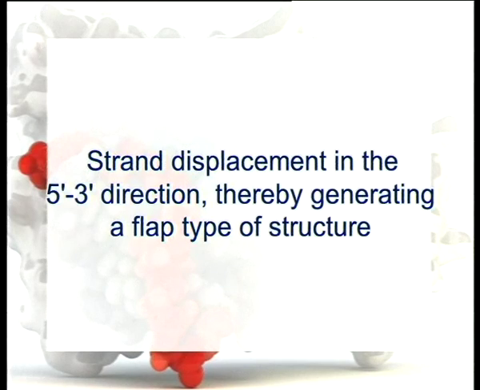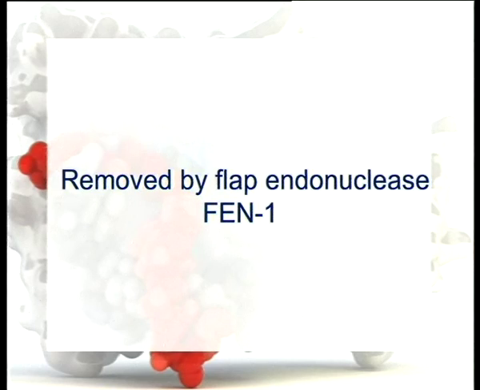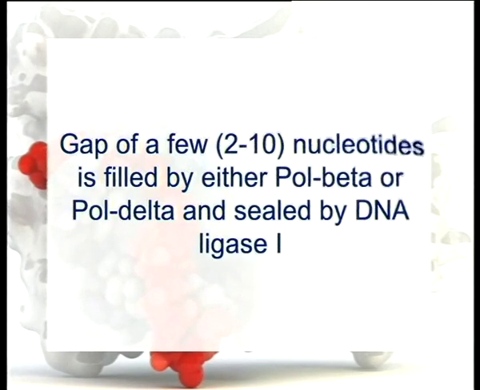In the long patch BER, the repair is a result of a nick translation reaction accompanied by strand displacement in the 5' to 3' direction, thereby generating a flap type of structure. The produced displacement flap structure is removed by flap endonuclease FEN1. In this case, the gap of a few, 2 to 10 nucleotides, is filled by either Pol beta or Pol delta and sealed by DNA ligase 1.